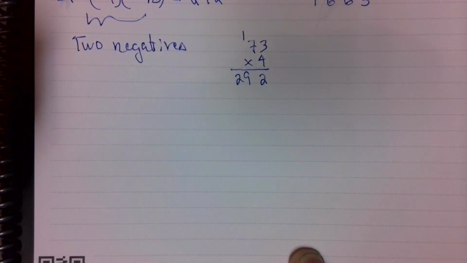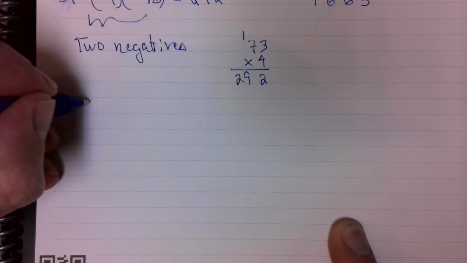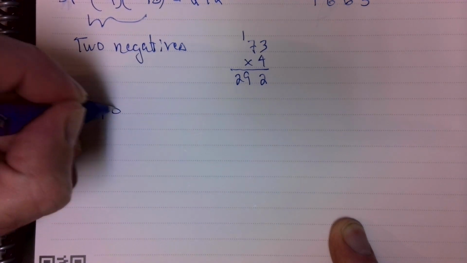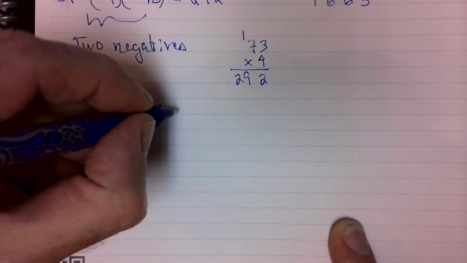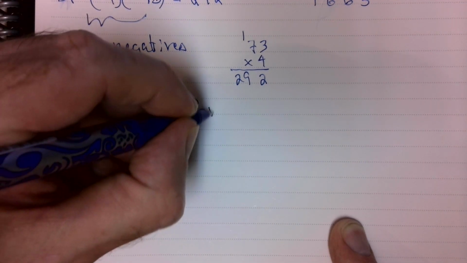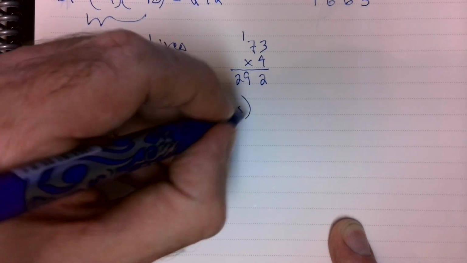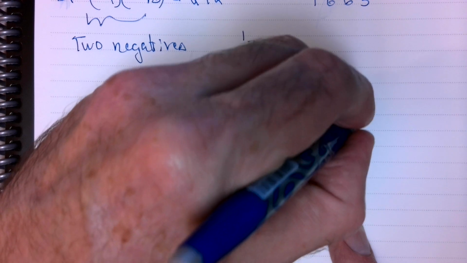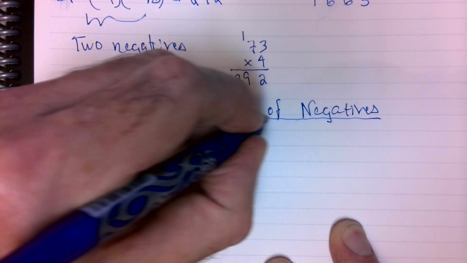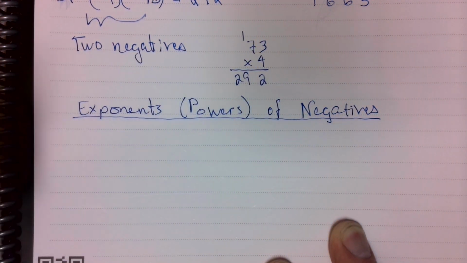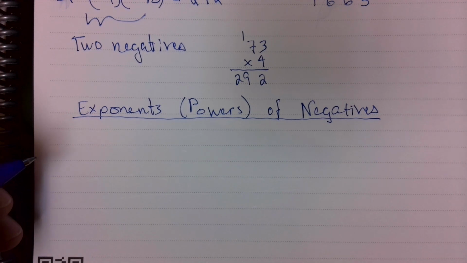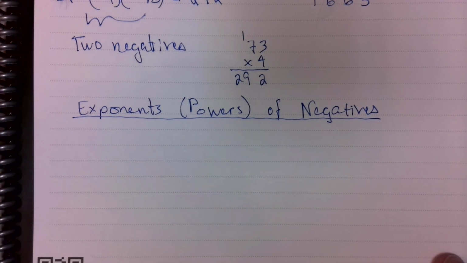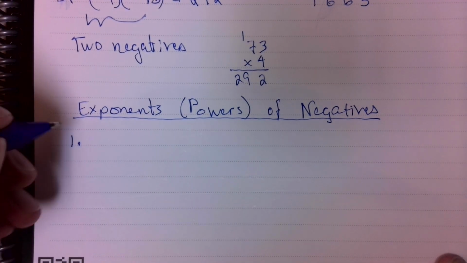I do want to talk a little bit about exponents with negative numbers. Or maybe we'll call it powers of negatives. We have, of course, talked about exponents or powers already in this course. It's repeated multiplication. And it means the exact same thing here.